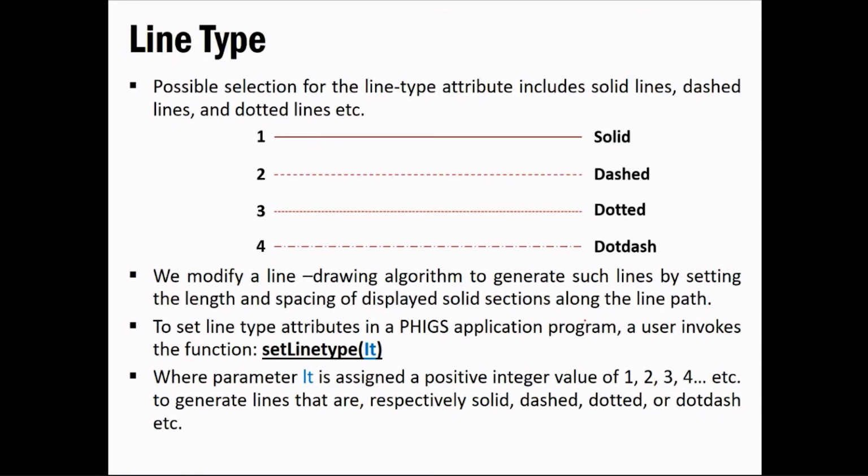Now, to set the line type attribute in a PHIGS application program, the user invokes the function set line type. Simply, you just have to give the parameter over here inside the LT field. LT is nothing but the argument that you are passing, and it is assigned a positive integer value of 1, 2, 3, or 4. If you want a solid line, then you'd give 1. For a dashed line, you have to give 2, sorry, and 3 and 4 can be given. More than this given could be there in your actual scenario, so you have to explore this as well.